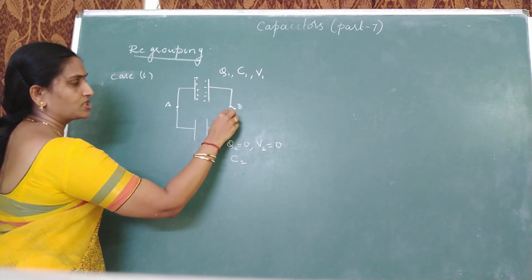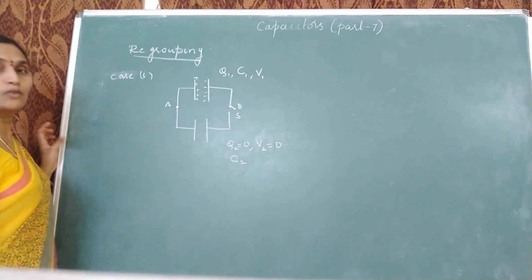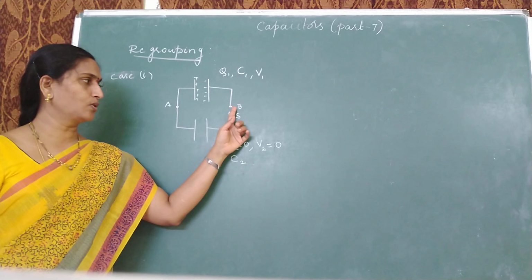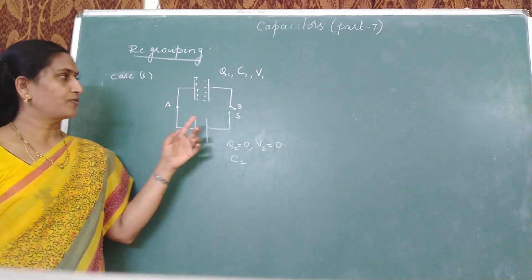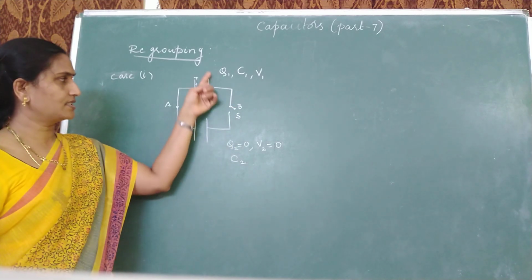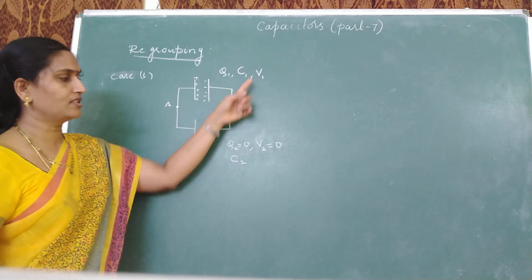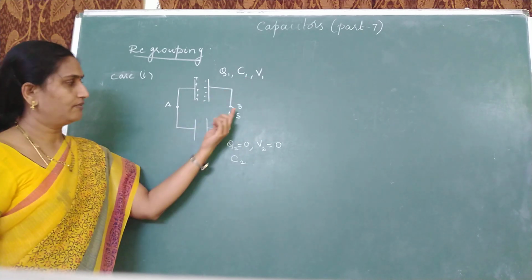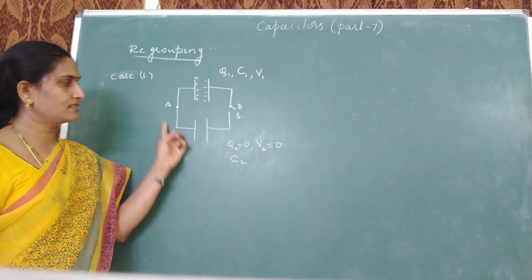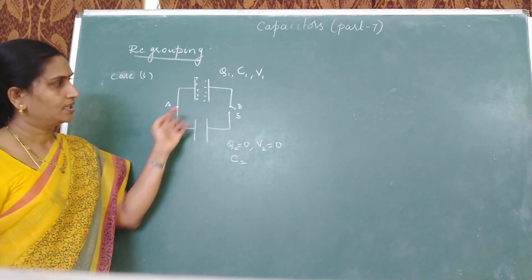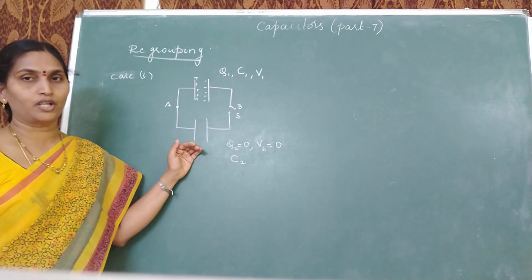Assume that there is a switch here. We are going to analyze what would happen when you close this switch. So obviously you can understand, because this is a charged capacitor, it is at high potential when compared to the lower. When you close the switch, charge is distributed between them until they reach one common potential.